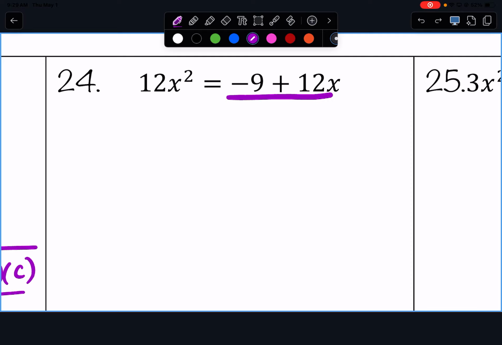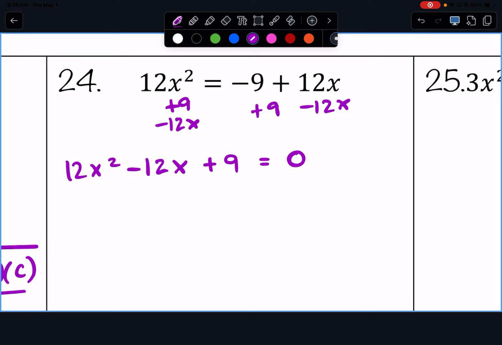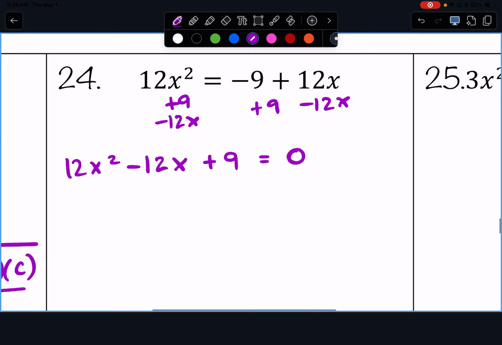All right, so we're going to move this over here. So how would I move negative 9? Plus 9. How would I move 12x? Minus 12x. So we get 12x squared minus 12x plus 9 equals 0. You can move it the other way, but once you move it the other way, you'll still have to rearrange the order, so it's about the same amount of work either way.